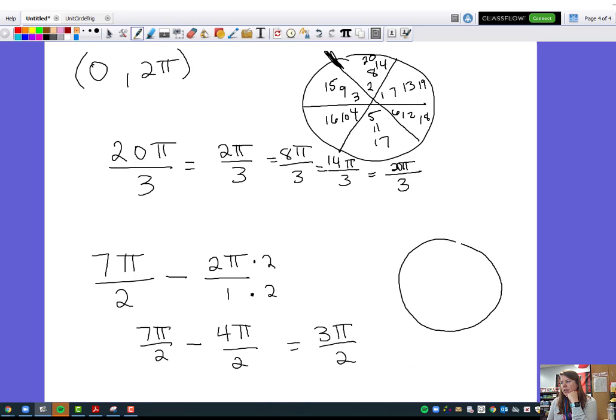Visually, what's happening here is 1, 2, 3, 4 pi over 2 pieces. 5 would be the same as 1, 6 would be the same as 2, 7 is the same as 3 pi over 2. So 3 pi over 2 is the same as 7 pi over 2. Hopefully that helps with your radians and degrees and angle measures and all of that as you're working through.